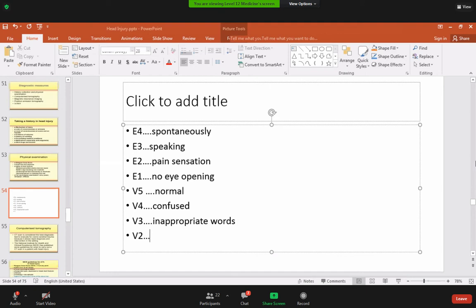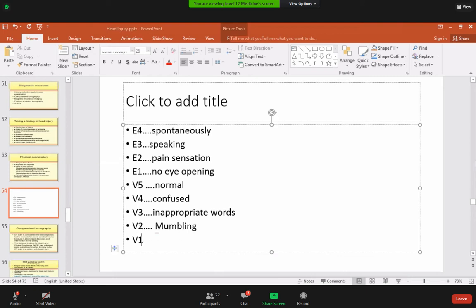Sometimes the injury is of such a degree that when you ask the patient, "How are you?", he is just mumbling, or saying something that you cannot understand. You cannot figure out what he is saying. This is called V2. And V1 is no response. So an unconscious patient is V1. He is not responding, so he is V1.